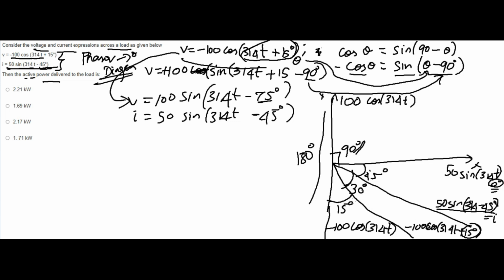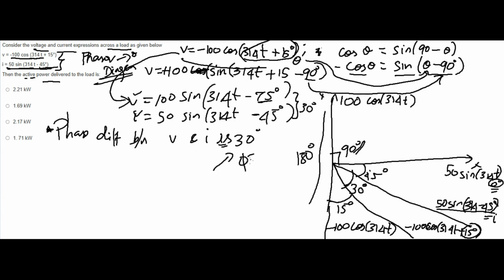Now listen here, from this diagram I have understood clearly, is it right? From this diagram, what is available is the phase difference between voltage and current I. Look at this, what's the difference between 75 and 45? It is 30 degrees, right? So the phase angle phi is also equal to 30 degrees.